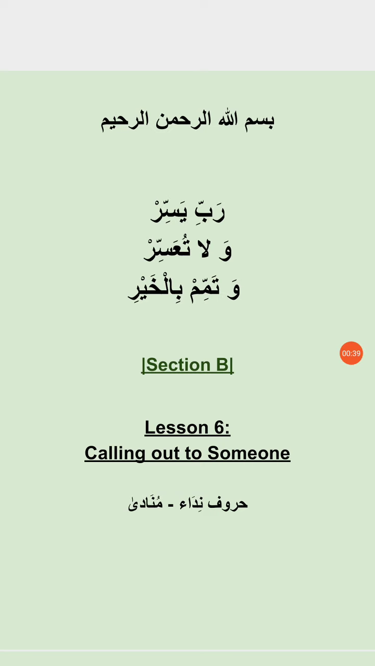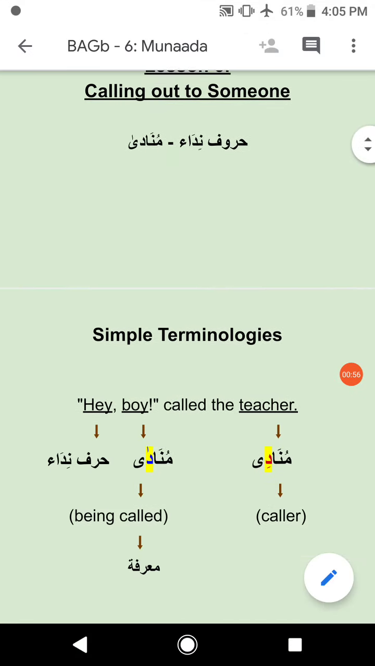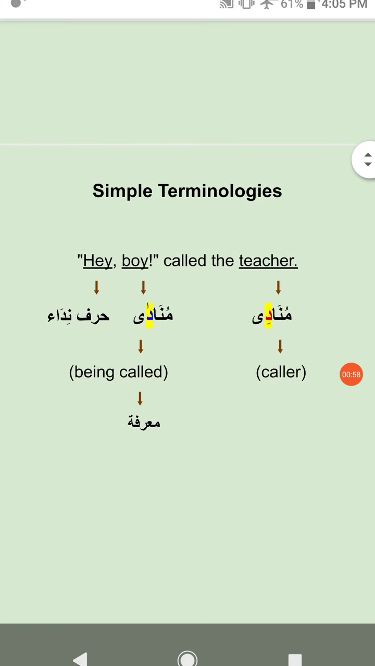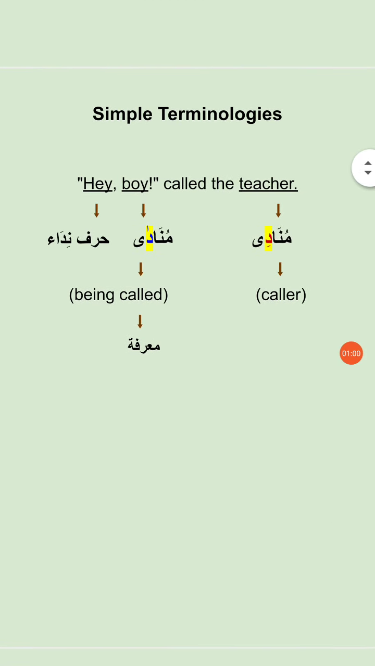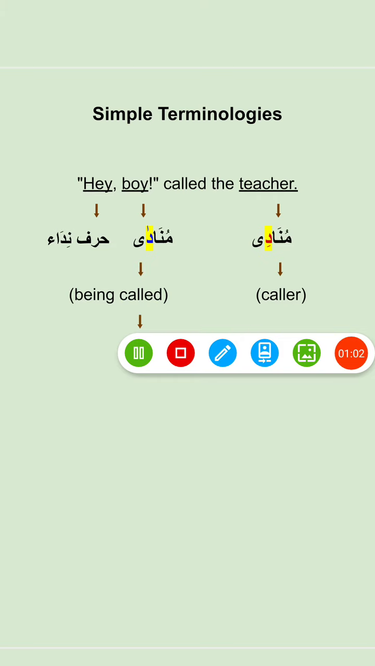Alright, so let's begin our lesson, and of course, as always, we are going to ask for help from Allah subhanahu wa ta'ala to make it easy for us both to teach as well as to understand. Ameen ya rabbal alameen. Alright, so first of all, some terminologies and then we can proceed.